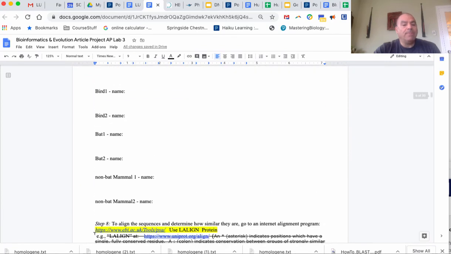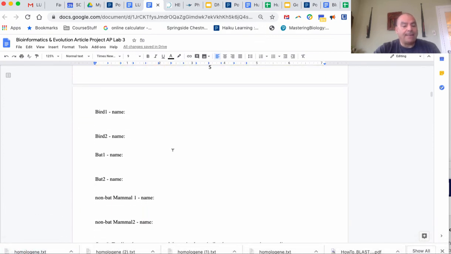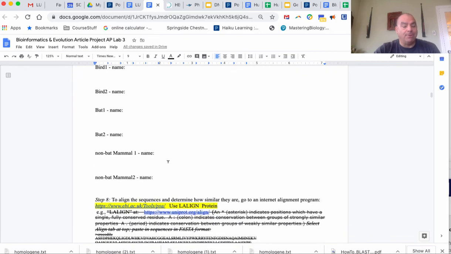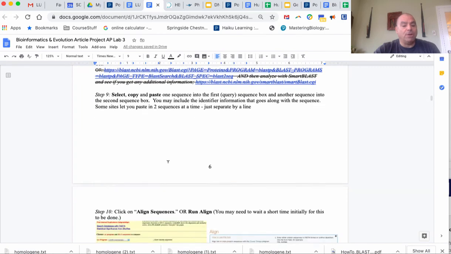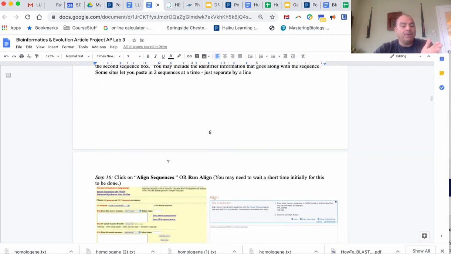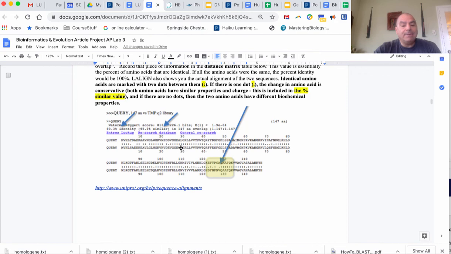And then ultimately, what you're going to do, and where you can split this lab up with someone else, is you're going to get the amino acid sequence from six different organisms. So two birds, two bats, and two non-bat mammals. And when you get that amino acid sequence, you're going to go through a website whose job is to align these different sequences.